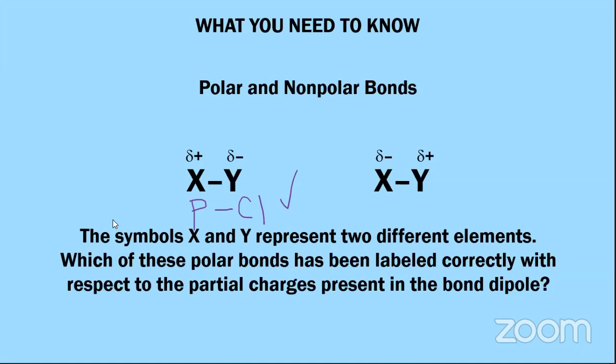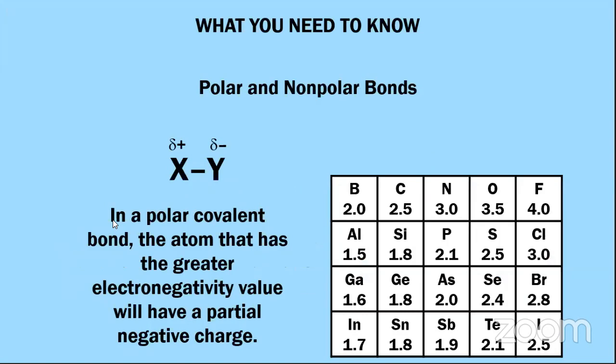charge on the chlorine. Suppose, for example, we had an oxygen bonded to a carbon. Well, on the periodic table, since oxygen is further to the right, that's more electronegative, this would also be correct. So you'd have to know on the periodic table in general what the trends are for electronegativity to decide which atom has a partial negative charge. Okay, so as I said, in a polar covalent bond, the atom that has the greater electronegativity value will have a partial negative charge. And you don't have to know those values per se, just know the general trend.